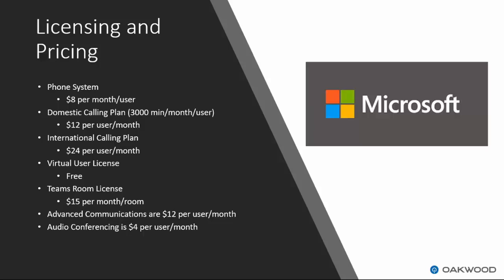Now, the next cost that comes in addition to that is the calling plan. So the calling plan is where you get 3,000 minutes a month, and that's where you're able to use a domestic calling plan or international for $12 or $24 a month. So then what you would do is your user would get a license, and then you'd purchase a calling plan or multiple calling plans based on the size of your organization to be able to support the amount of minutes needed to handle the users as they're calling in and out.